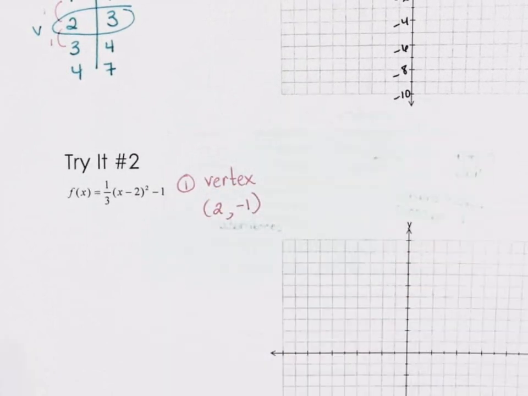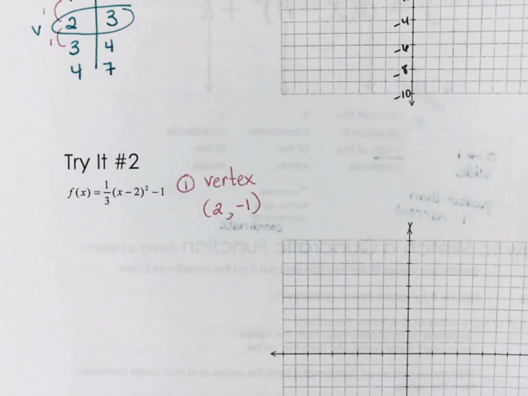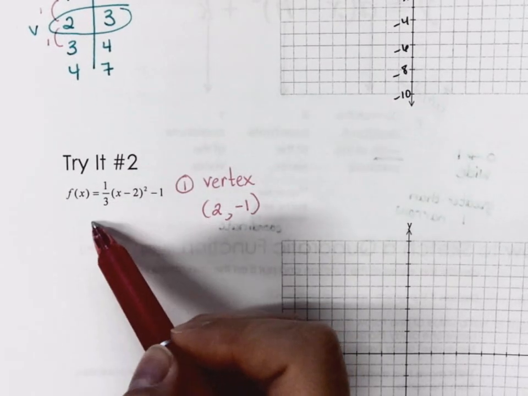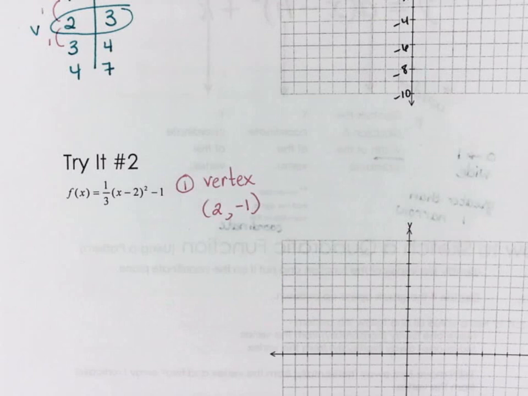Which way does my graph open up? Oh, look, I lied. Which way does my graph open? Up. Good job, everybody. And I know that because the 1/3 is positive. Is this graph going to be wide or skinny? Wide, because it's a fraction, right? So we're going to get a much wider graph.